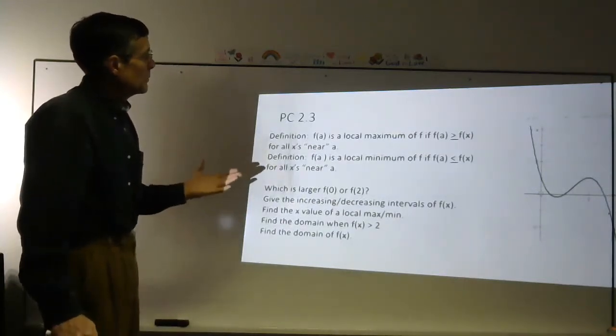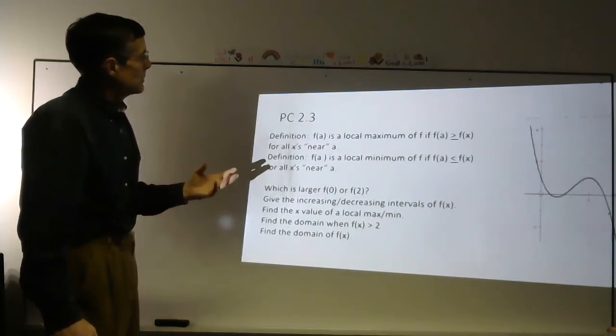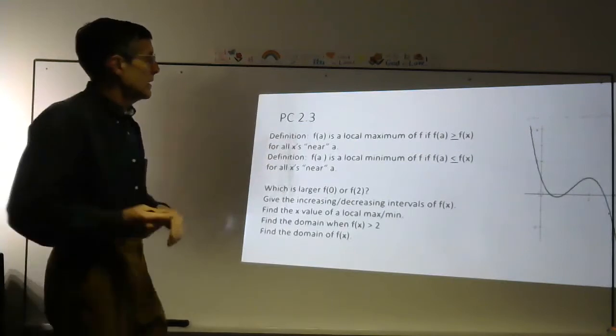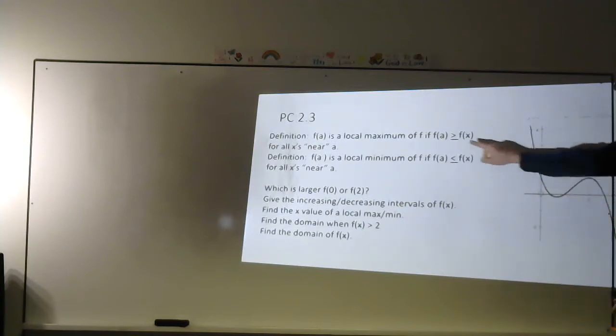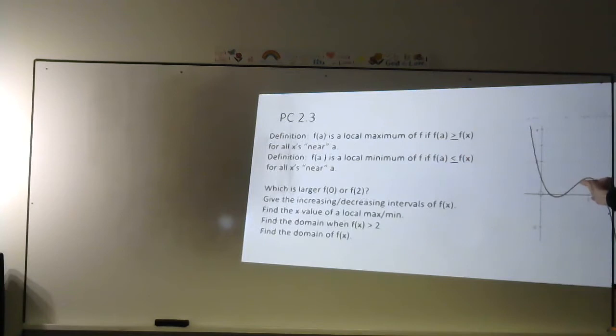F of A is a local maximum if f of A is greater than or equal to f of x for all x's near A. Take a look at this graph. Suppose right here, it says 2, if you can see it, but suppose that's an x value of A. Then f of A would be a local max if the functional value of A up here is bigger than or equal to functional values on either side. X is near to A on either side. There must be an either side. If the function stops there, it can't be a local max. It's got to have functional values on either side.